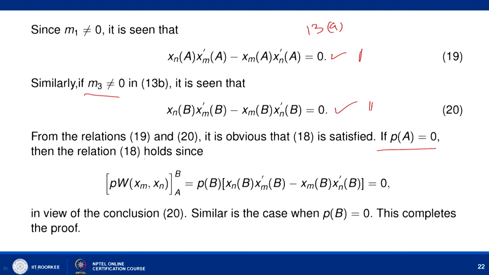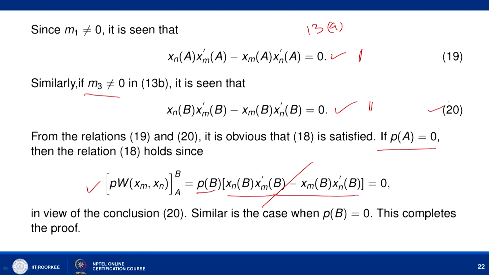And we can say that from equation number 8, let us simplify this p W(x_m, x_n) given at b and a, which is equal to p(b)[x_n(b) x_m'(b) - x_m(b) x_n'(b)]. Now, since p(a) equals 0, we are not looking at the condition given at x equal to a. So, we have this. Now, if you look at the bracket, whatever is here is trivially 0, because we have already proved it, equation number 12. So, it means that boundary condition 13b implies that 20 is true.